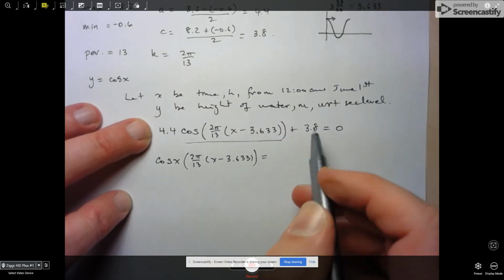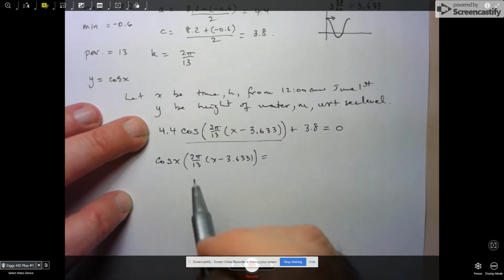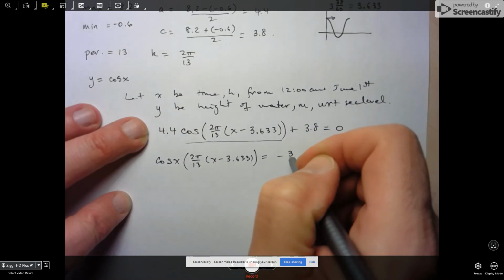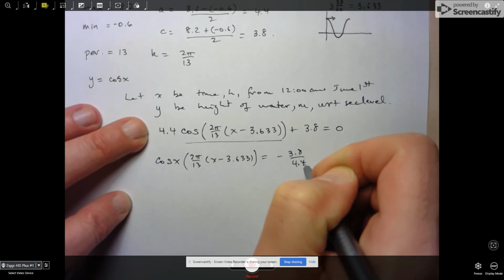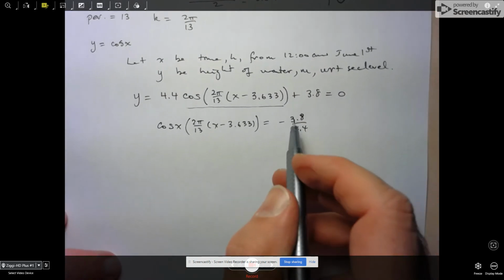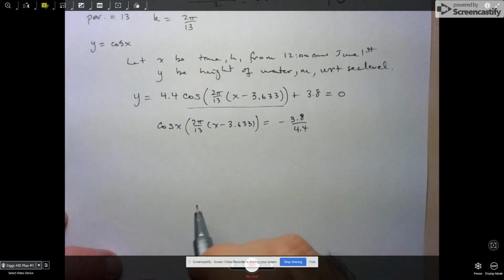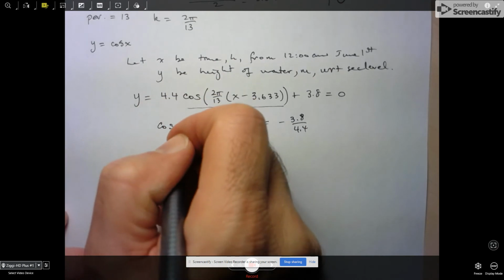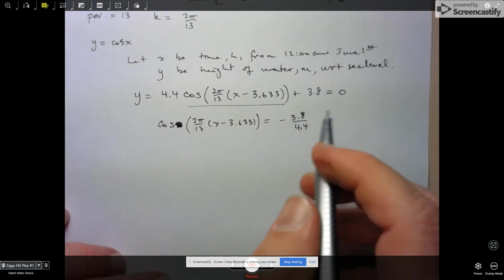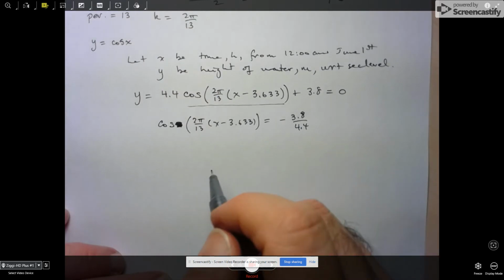is going to be equal to, so bring the 3.8 to the other side, divide by 4.4, so it's negative 3.8 over 4.4. I'm not going to bother calculating that because I'm just going to put that in my calculator, and I can see very clearly this is not going to relate to a special angle. So I'm going to use my, oh, sorry, that should just be cos of this. Very poor form there. All right. I'm just going to have to use the inverse cosine.